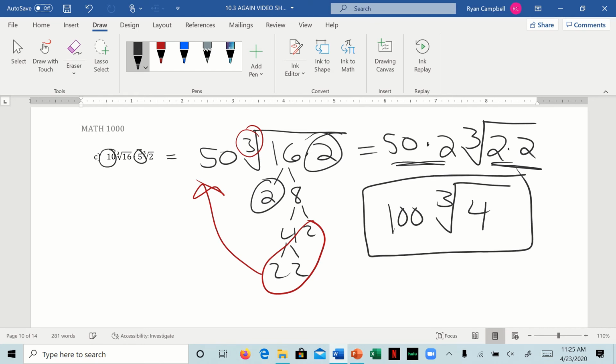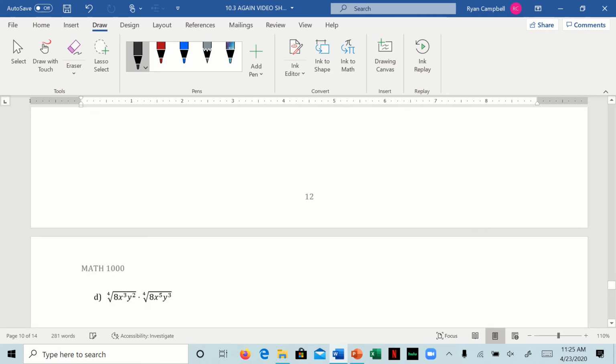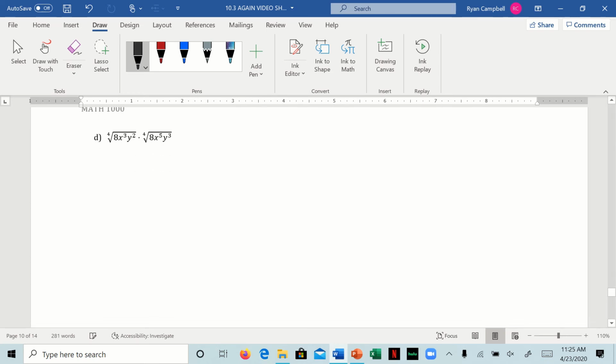So let's look at 2 more examples, and then we'll be done with this lesson. So fourth roots. Since we have fourth roots, here's a fourth root, here's a fourth root, so we can combine them into 1. So 8x cubed y squared times 8x to the 5th y to the 3rd.